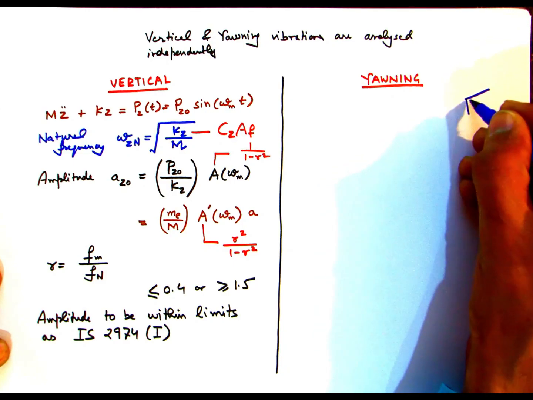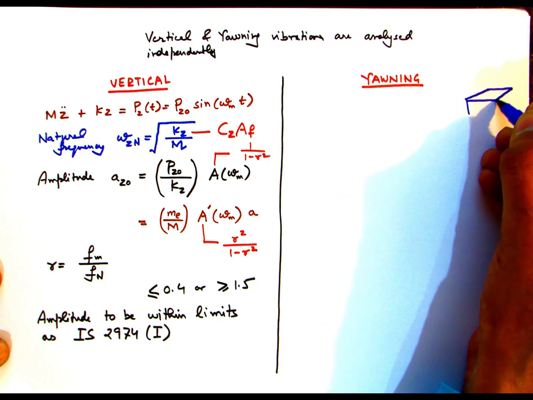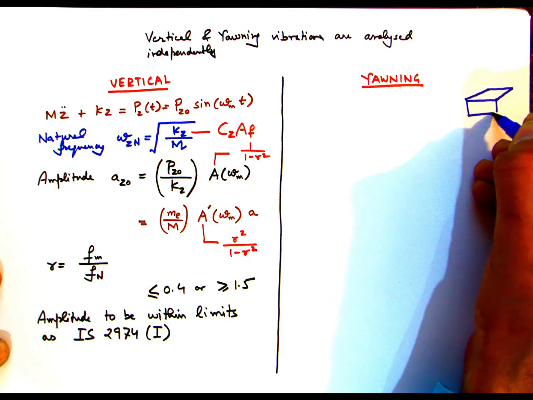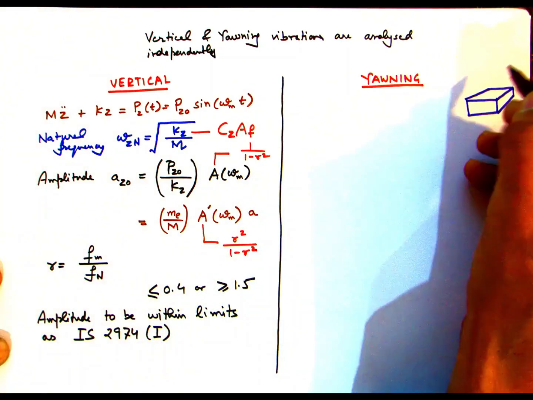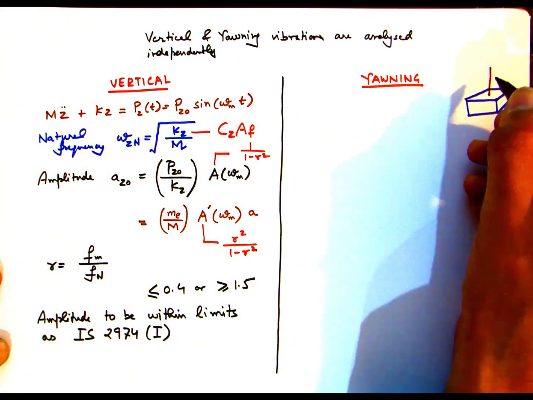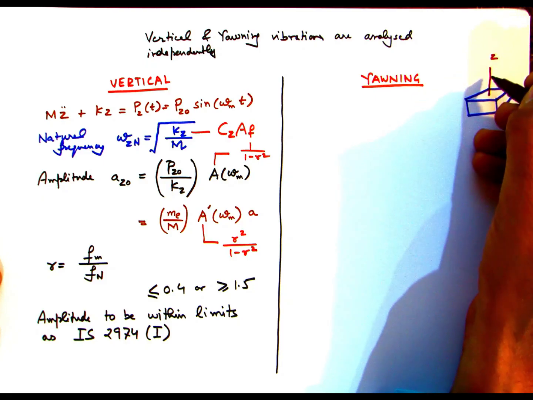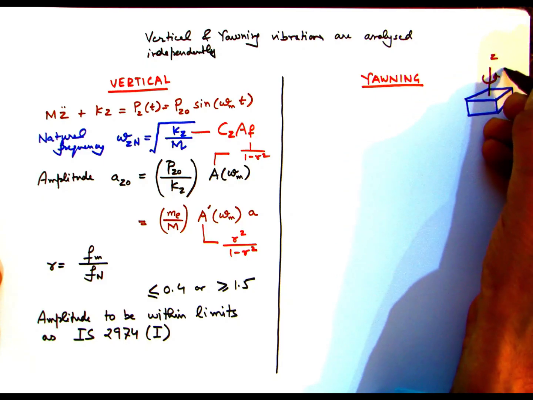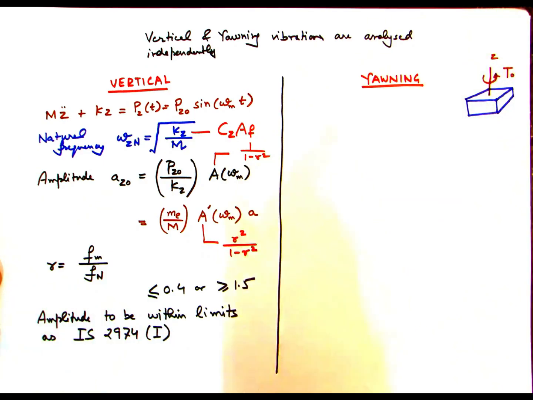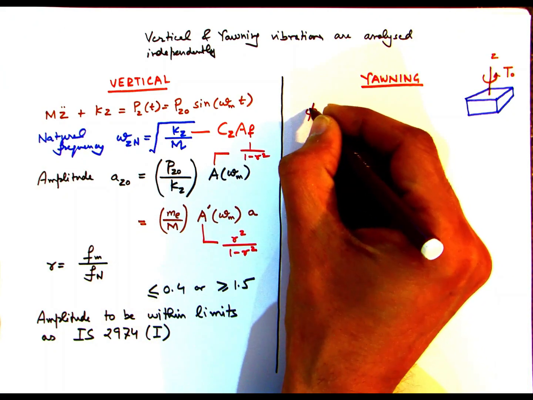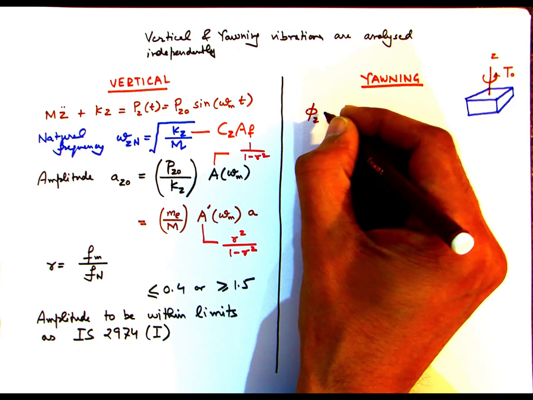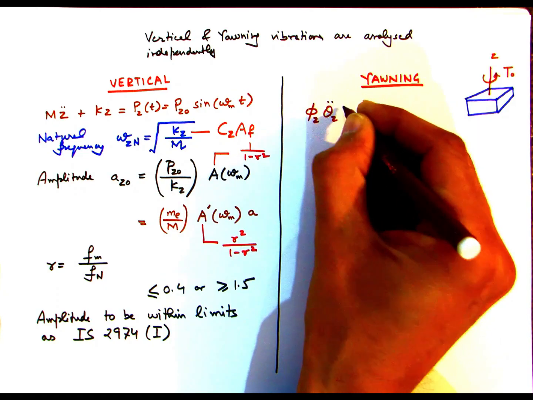In the same manner, we can write the equations for the case of yawing. So just to recapitulate, this is how the yawing occurs. Basically, yawing is the rotational type of vibration about the vertical z-axis as shown here, about which the torque is acting. Torque is sinusoidal in nature with amplitude T naught. So for this case, we can similarly write the equation of motion as shown here.